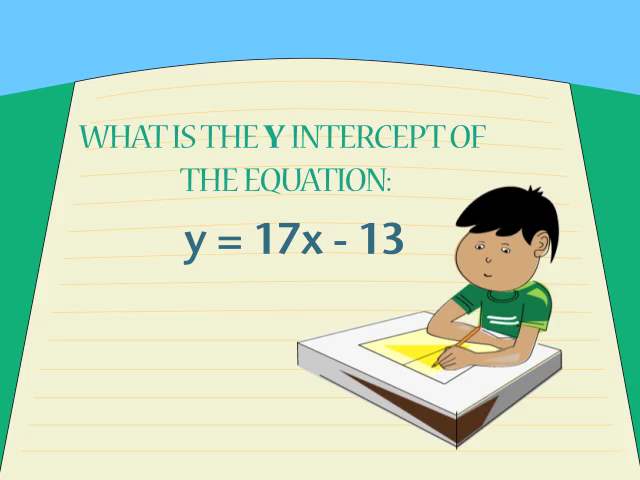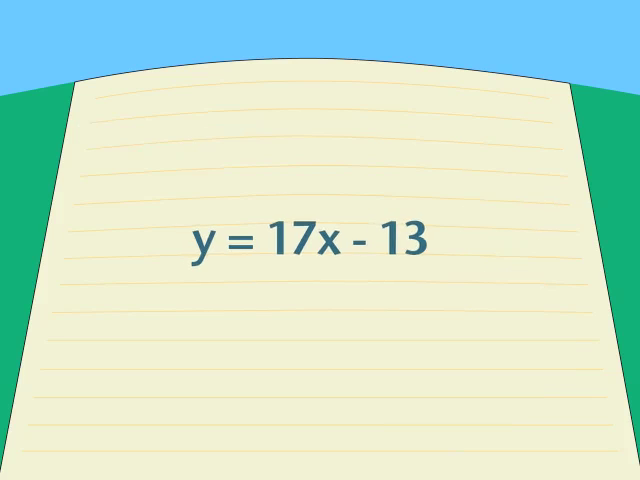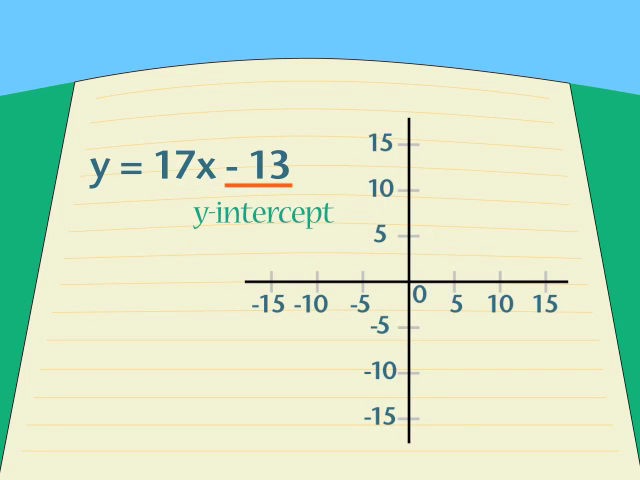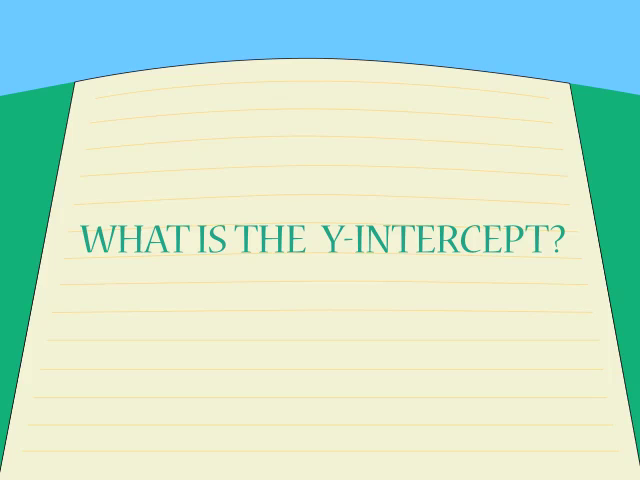This equation is already solved for y, so all you have to do to pick out the y-intercept is to read the number that stands by itself, negative 13. That's right, don't forget the negative sign. The line of this graph will cross the y-axis 13 units below the origin. So we can easily answer the question, what is the y-intercept?